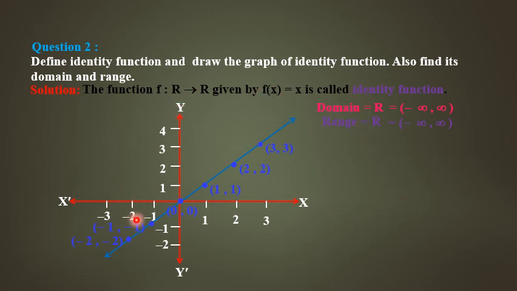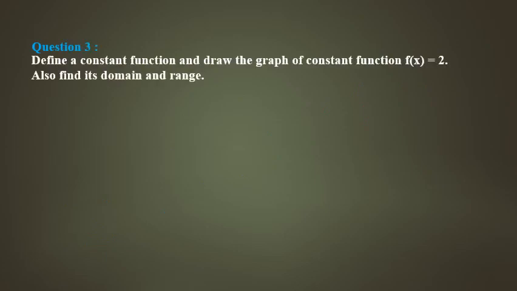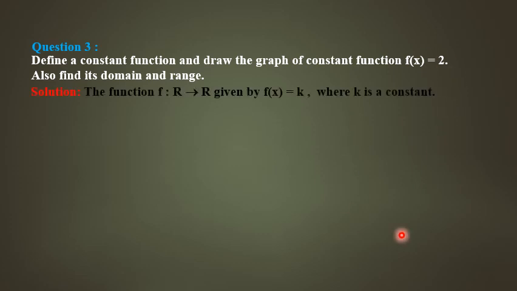Very important thing to remember about this: it is a 5 marks question you will get in the annual examination. Define a function and draw the graph, find its domain and range. Next one: define a constant function and draw the graph of the constant function f(x) = 2. Also find its domain and range. Similar question, but the function is constant here. Previously, identity.